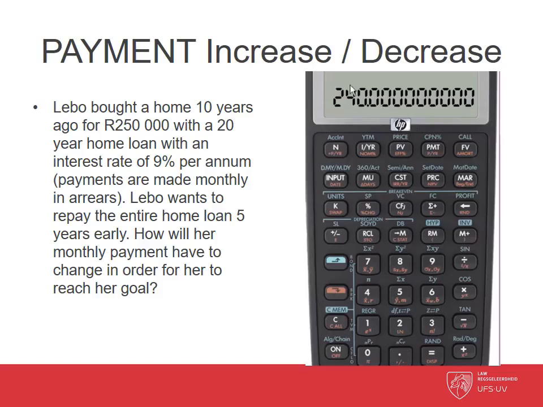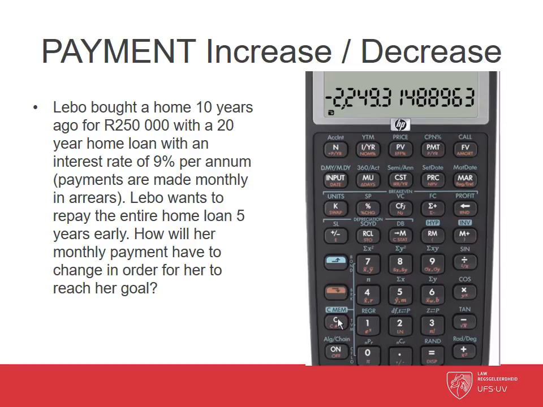That means a total of 240 monthly payments she will have to make. And I'm asking the calculator to give me the payments, and she will have to make 2,249 Rand and 31 cents every month in order for her to be able to pay off her home loan within 20 years. Okay, so that is the first step.